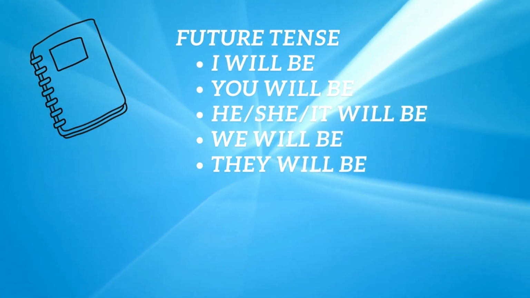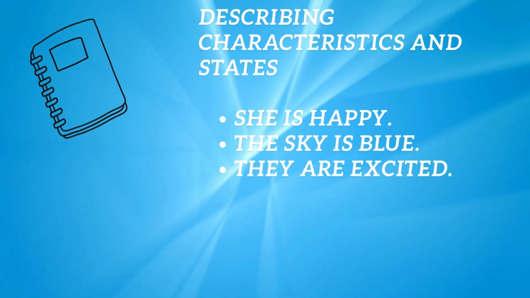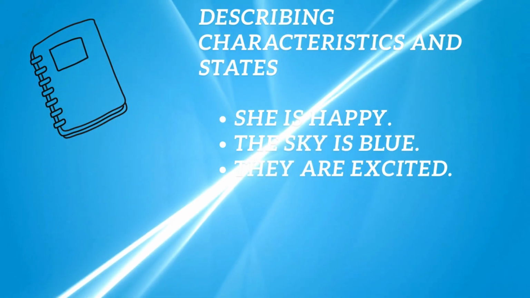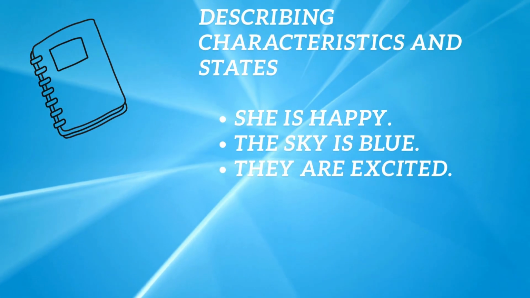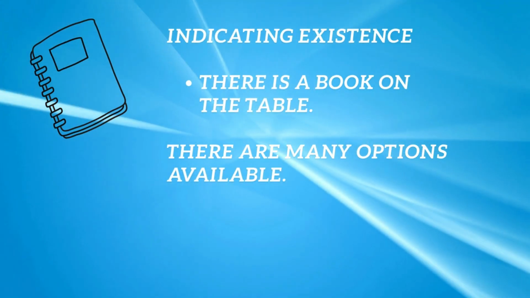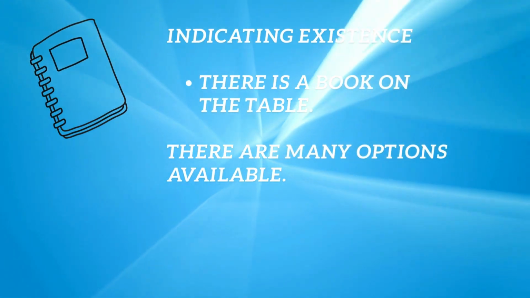Uses of the verb to be. The verb to be is versatile and used in multiple contexts. Describing characteristics and states: She is happy. The sky is blue. They are excited. Indicating existence: There is a book on the table. There are many options available.